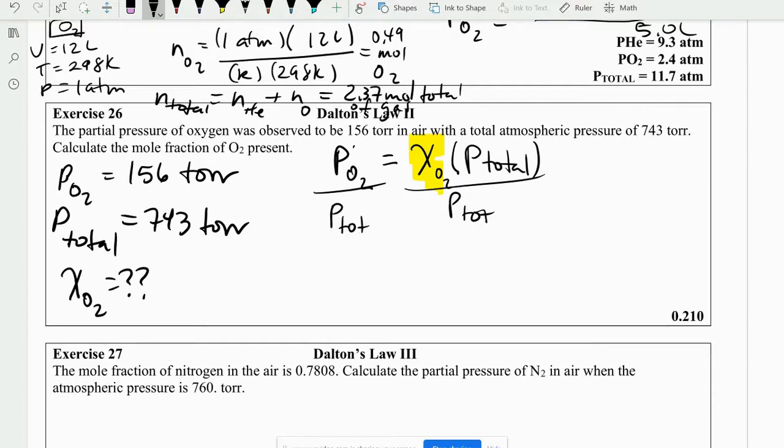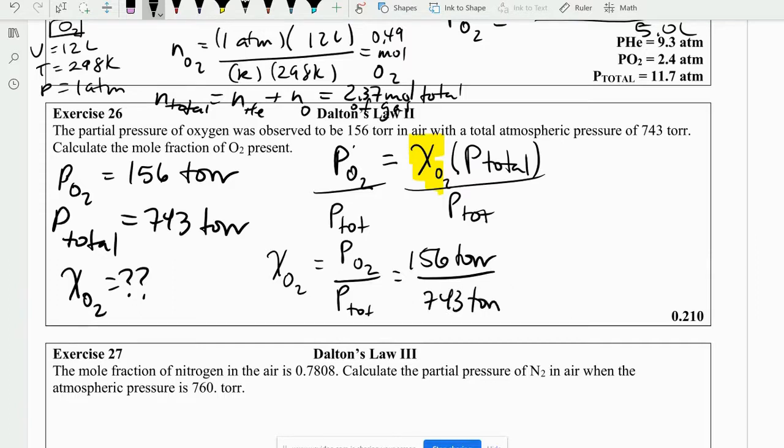And therefore, if I rewrite the equation, the mole fraction of oxygen is equal to the pressure of oxygen divided by the total pressure. And again, the pressure of oxygen was 156 torr divided by 743 torr. Notice the torr cancels, and mole fraction is unitless. No units on mole fraction, okay?